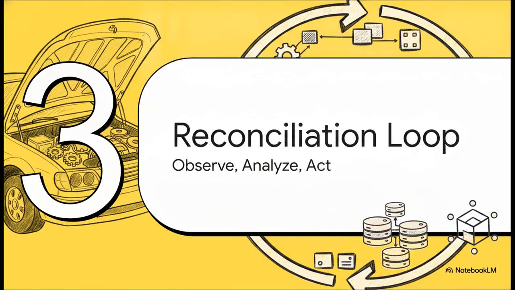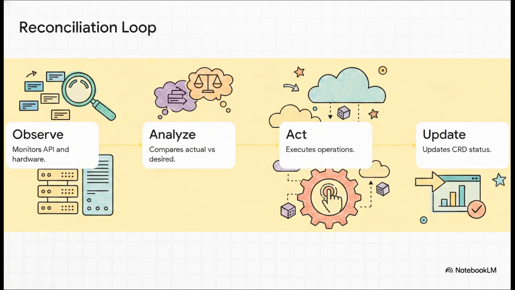Moving on to Section 3, the reconciliation control loop. Observe, analyze, act. So how does it actually work under the hood? Well, the engine of Rook relies on a continuous four-step loop. First up, it observes. It actively watches the Kubernetes API server for any tweaks to your CRDs, while also keeping an eye on nodes and disks.